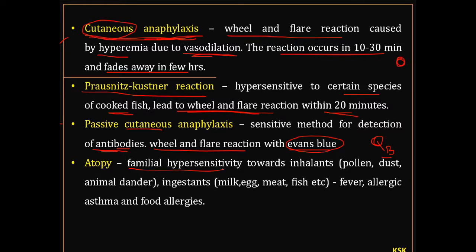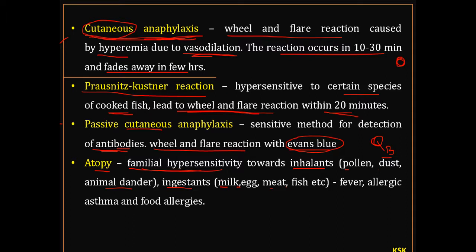That means we know that certain hypersensitivity reactions are genetically carried from the parents to their offspring, from generation to generation. Familial hypersensitivity, inherited from the family, is known as atopy. What types of hypersensitivity can be carried? Persons may be sensitized to inhalants like pollen, dust, animal dander, and some are sensitive to ingestants like milk, egg, meat, fish.